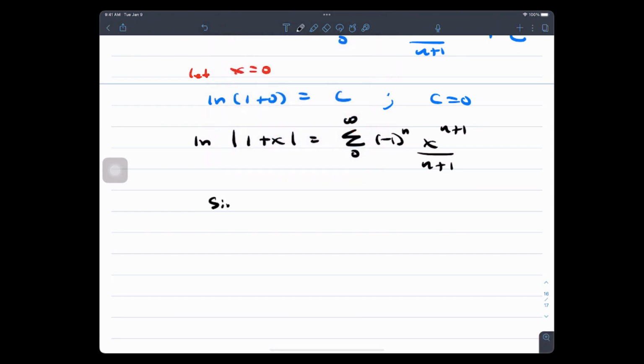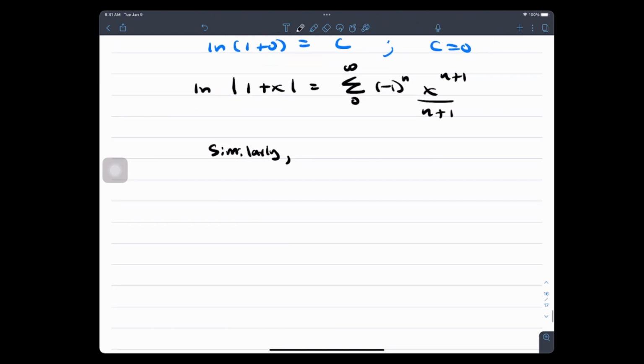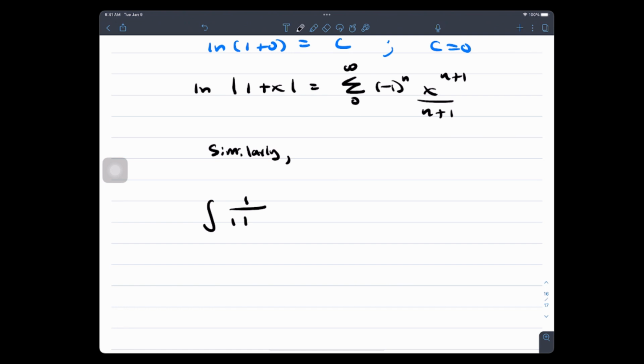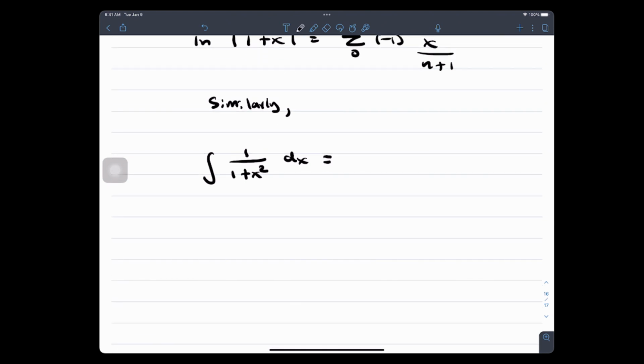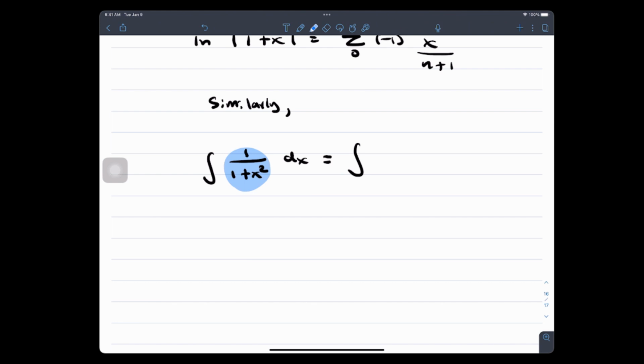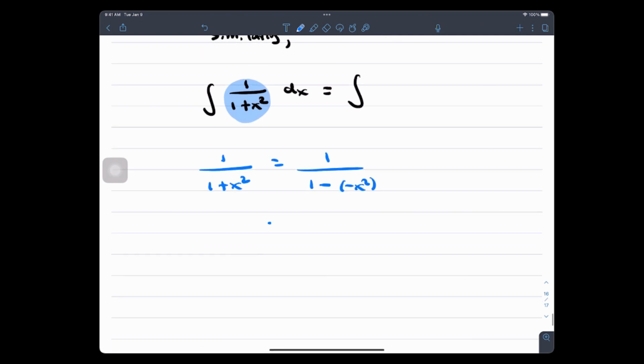Okay, now similarly, if you said, okay, where are we going with some of these? If you had to integrate 1 over 1 plus x squared dx, since we can integrate these, that's going to be the integral of the power series expansion for 1 over 1 plus x squared. I think we might have had that somewhere. If not, we can find that pretty simply. What is the power series expansion for this? Right? 1 over 1 plus x squared. That's 1 over 1 minus the minus x squared. I think we did this yesterday, which is the sum of negative x squared to the n.